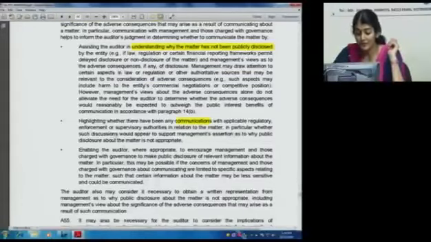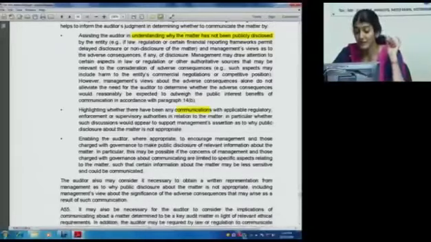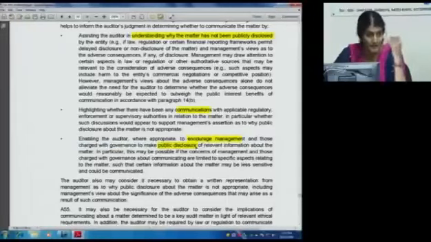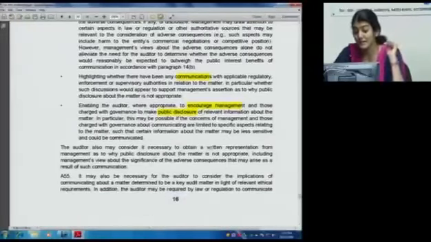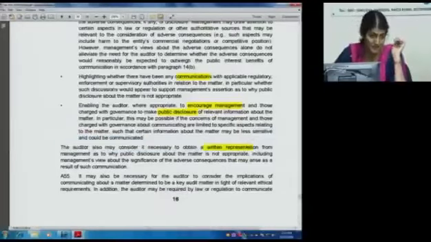In particular, whether such discussions would appear to support management's assertion as to why public disclosure about the matter is not appropriate. Enabling the auditor to encourage management and TCWG to make the public disclosure. So encouraging management and TCWG to make the disclosure. Auditor may consider it necessary to obtain a written representation from the management regarding why public disclosure about the matter is not appropriate.